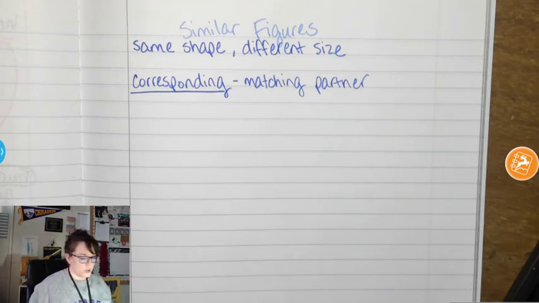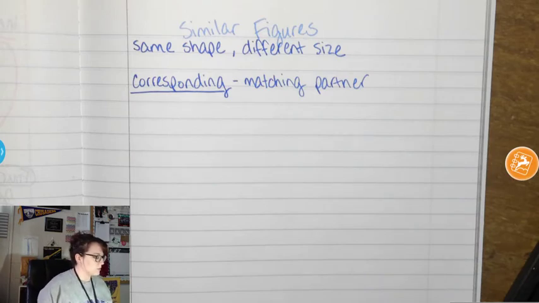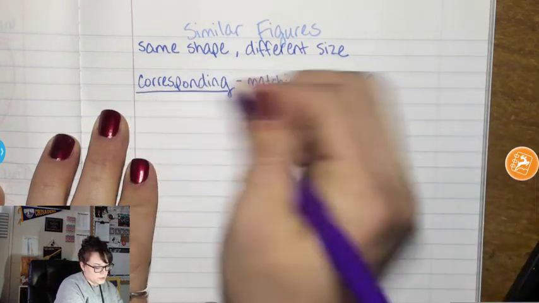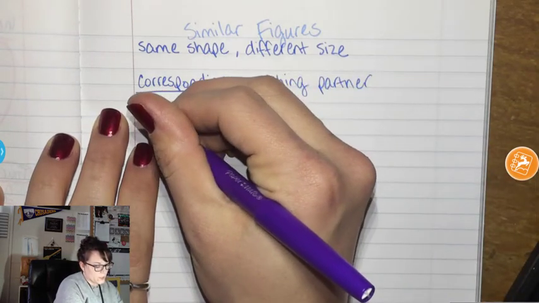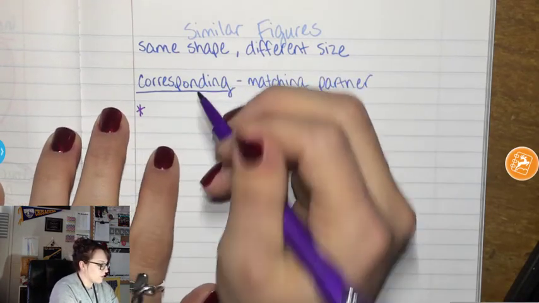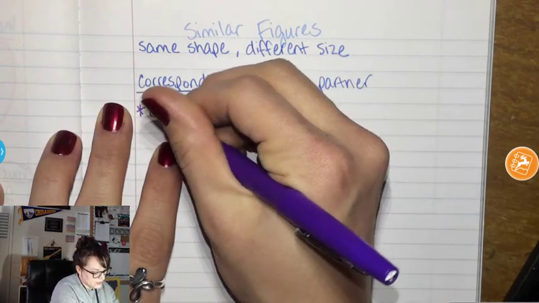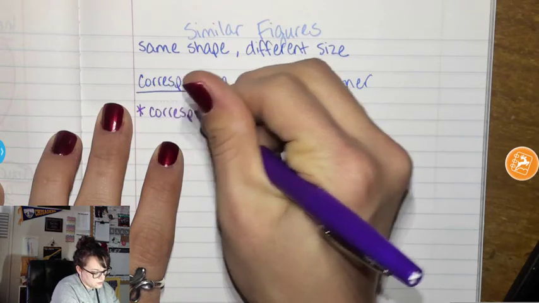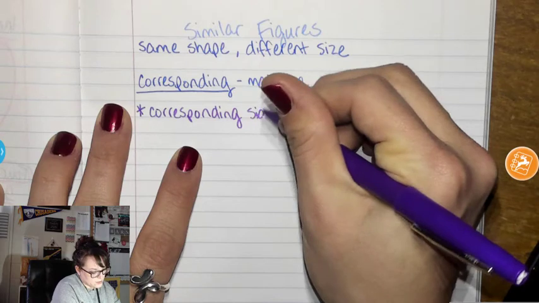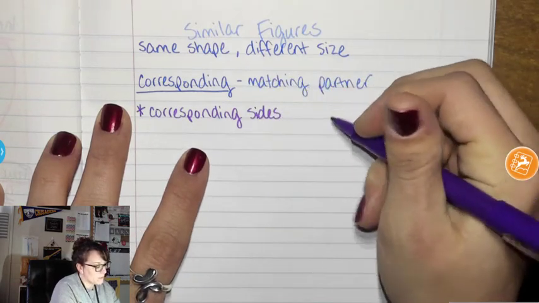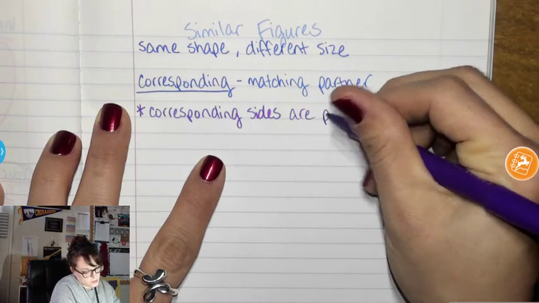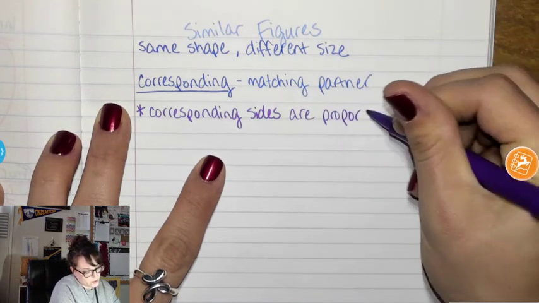There are two laws. I shouldn't even call them rules because you can break a rule. But the two laws of similar figures: you have to follow both of them or else it's not similar. The first one is that corresponding sides must be proportionate.